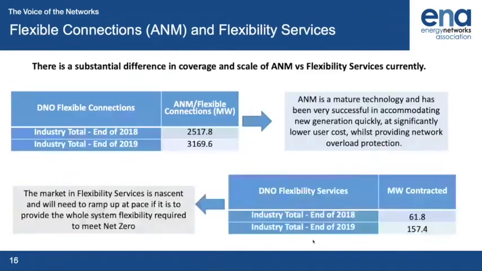Okay, next slide is looking at the size and scale of A&M connections and flexibility services. So A&M and flexible connections has been operating on the networks now for quite a significant number of years, probably in the region of 7 to 8 years. And they've grown to a significant size. So at the moment, at the end of 2019, we had just over 3 gigawatts worth of flexible connections and A&M connections across all the different DNOs.